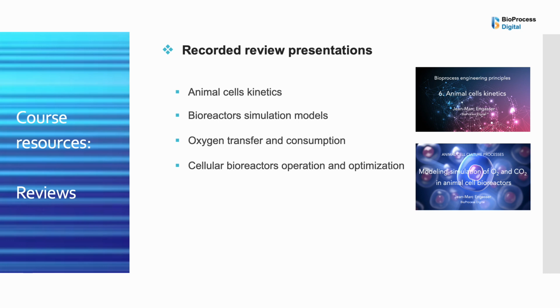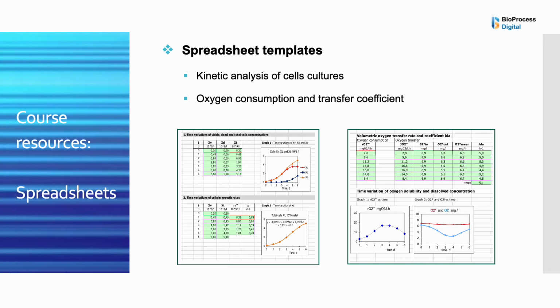The course resources include recorded slideshow presentations covering animal cells kinetics, bioreactor simulation models, oxygen transfer and consumption in bioreactors, and cellular bioreactors operation and optimization. In the first sessions of the course, you will use spreadsheet templates with a green-red correction system. On spreadsheets, you will analyze cellular growth and metabolism kinetics and determine the oxygen transfer rates and coefficient.